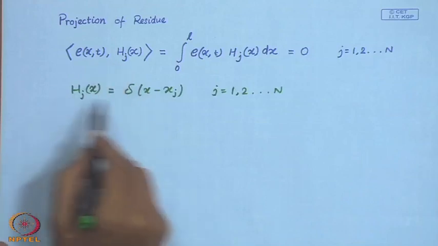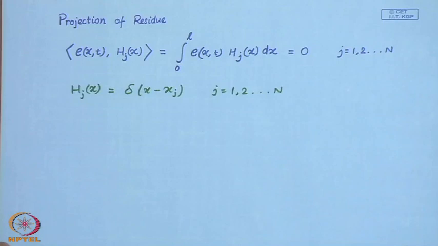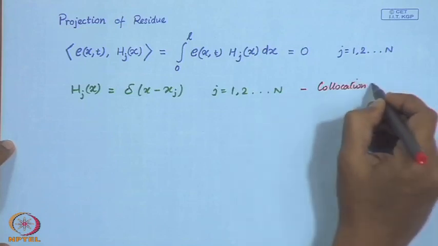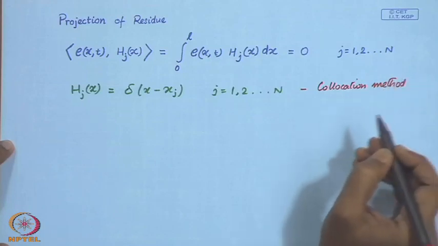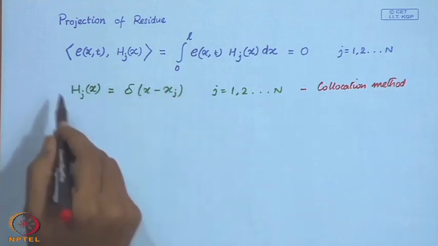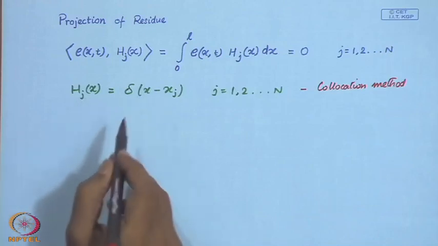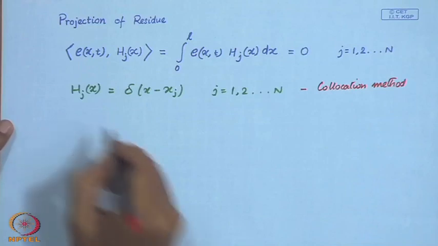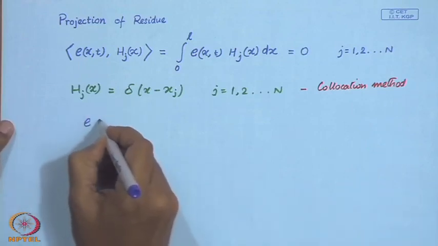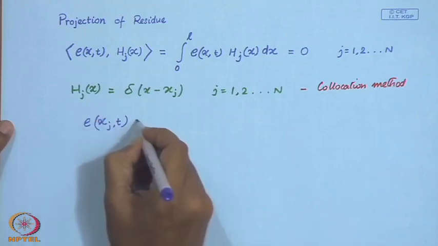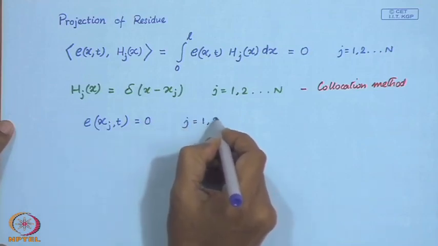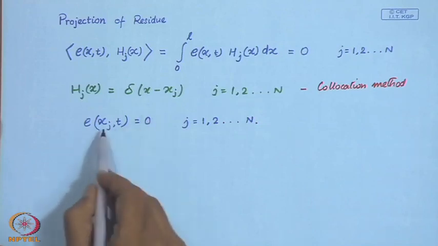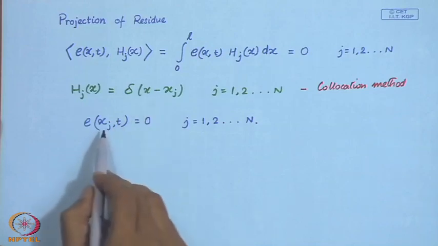Once we choose these functions as these Dirac delta functions, this method is known as the collocation method. Now, what does it mean to choose h j as Dirac delta functions? If you substitute these functions here, then what you obtain is that this residue is 0 at certain points, not at all points, but at certain points over the domain.